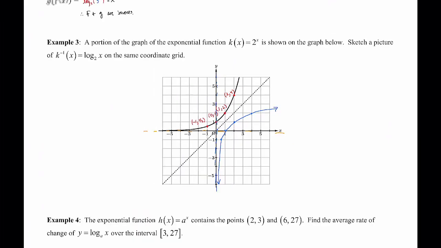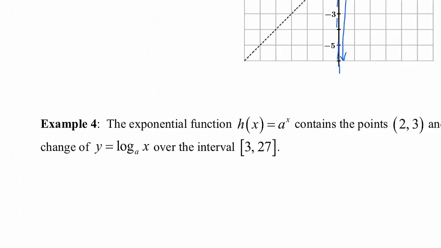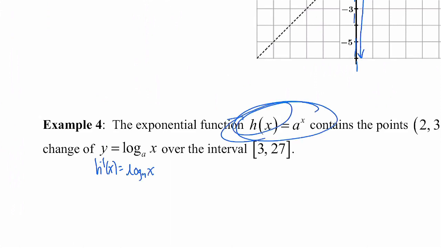Alright, let's do example number 4. The exponential function h of x is equal to a to the power of x, contains the points 2, 3, and 6, 27. Find the average rate of change of y equals log base a of x over the interval 3 to 27. I would specify this a little bit better: this will be h inverse of x here. They want us to find the inverse's average rate of change, since we're going from an exponential into a log. So there's my inference there.